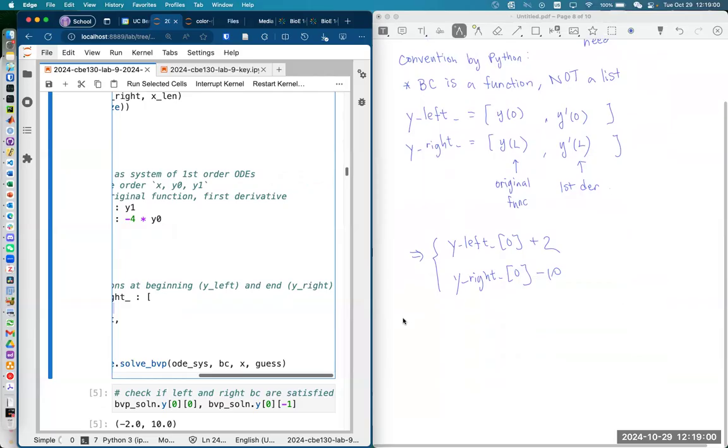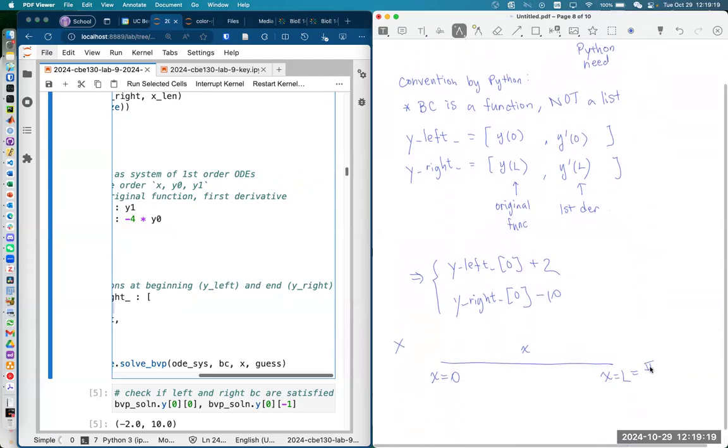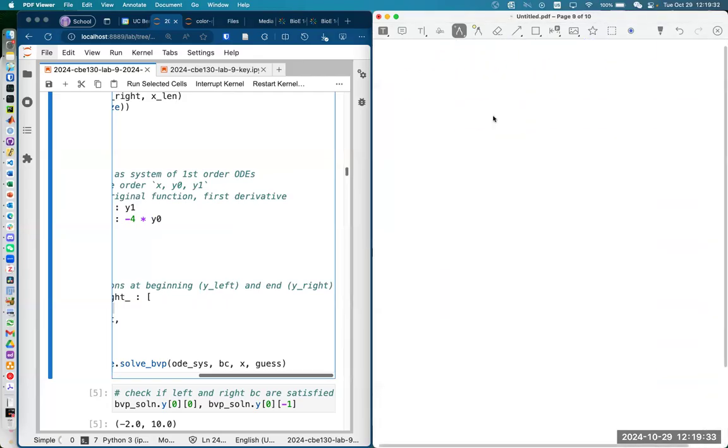Then we will need the x, so the interval that you're defined on. So usually when you have a boundary condition, you have an interval x. You'll have x at the left-hand side, which is usually 0. And on the right-hand side, x equals L. In this case, L is equal to pi over 4. And you'll need to define points in between them. And you can use a range or linspace. And finally, we'll need some guess. So this is different than the initial value problem where we do not need a guess. But for boundary value problems, we'll need a guess.